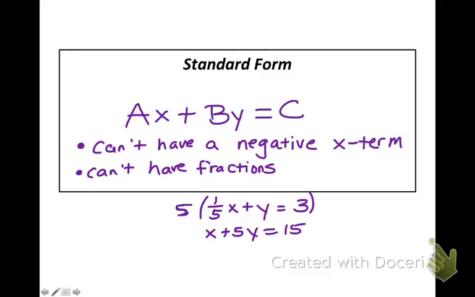Just cover it up. What would be my y-intercept? What would y equal if I got rid of the x? Well, it would be 3, right? And what would my x-intercept be? 5 times 3 would be 15, right? Do you guys remember doing that in Algebra 1?